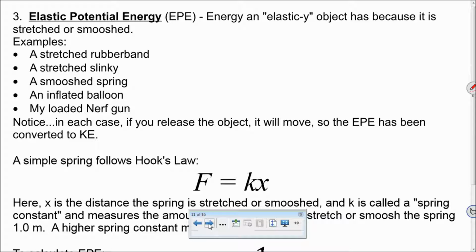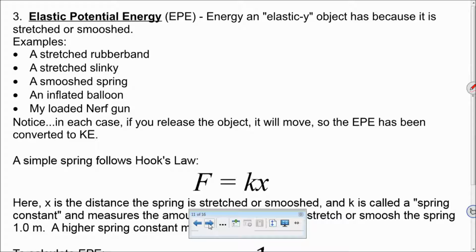I don't have one anymore, but I used to have a Nerf gun laying around. When you load a Nerf gun, you're squishing a spring in there, right? And then when you pull the trigger, it uncompresses and converts the potential energy from the spring to kinetic energy of the Nerf gun.